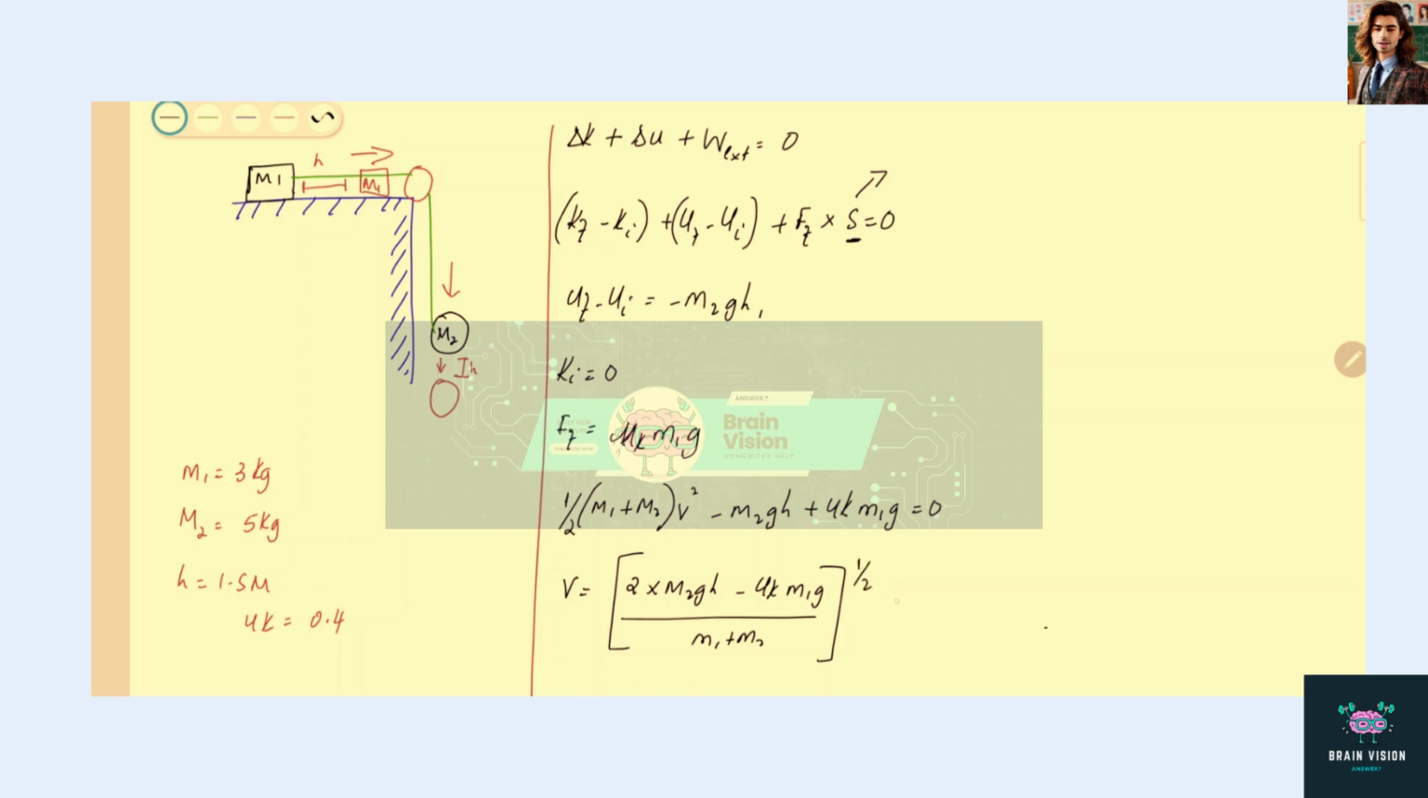So in other words, we're looking at 2 multiplied by 5 multiplied by 9.8 multiplied by 1.5, minus 0.4 multiplied by 3 multiplied by 9.8 multiplied by 1.5. You divide all that by 8, which I've just added from the two masses, raised to power half. So eventually we expect approximately 8.74 meters per second, and that is your final velocity.